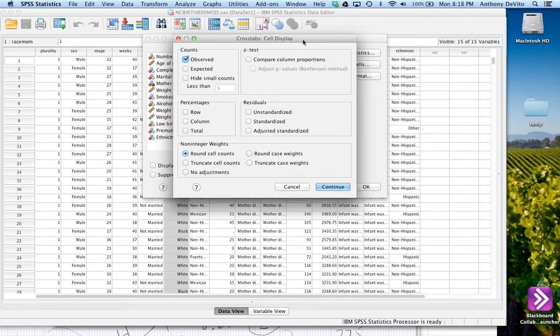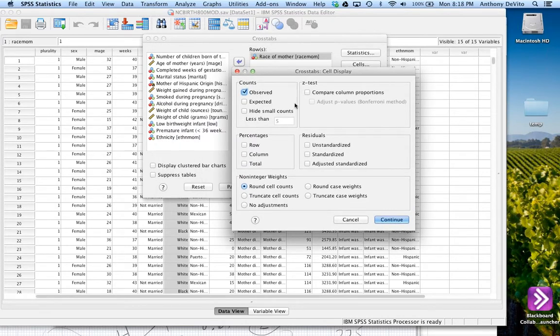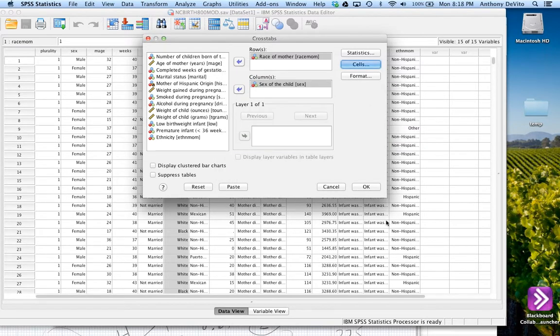I'm going to click on cells. Cells gives me a bunch of options here, rows, percentages, and stuff like that. I'm not worried about percentages right now. I just want it to organize this table based on the observed values, the counts of the mothers in the different ethnic groups, the counts of the number of male and female babies that have been born. So I'm just going to leave that one thing checked off, and I'm going to click OK.